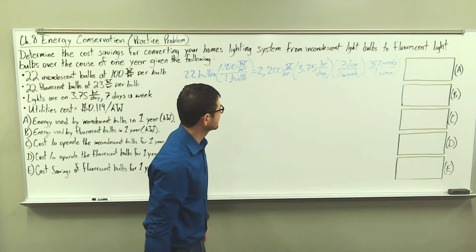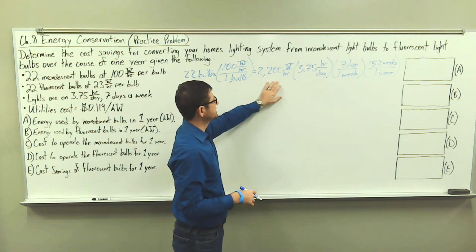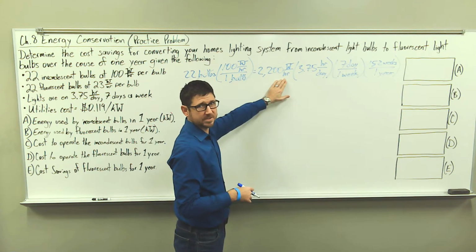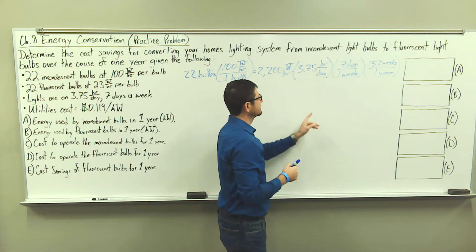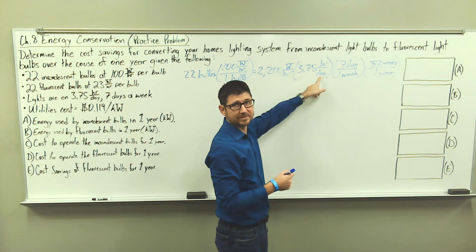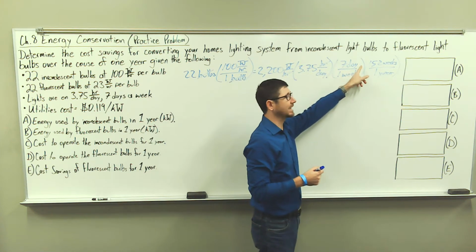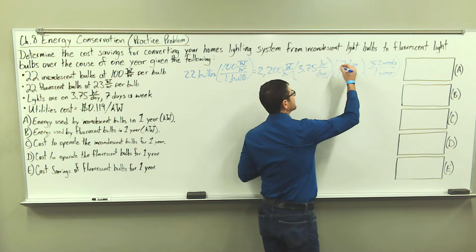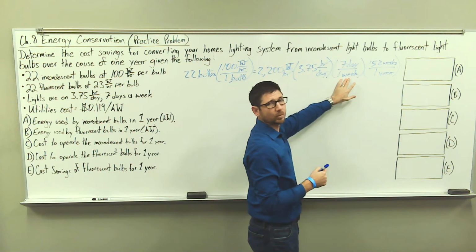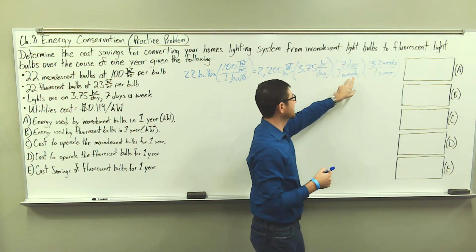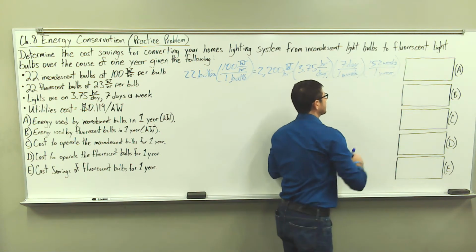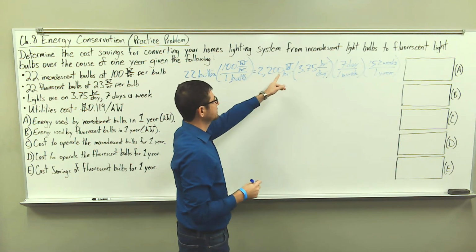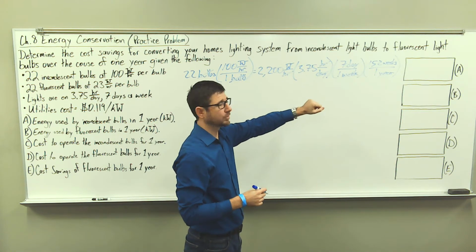So let's take a look at our units here. Our units of hours are going to cancel. Our units of days will cancel because we have day in the denominator here and day in the numerator here. Now let's take a look at weeks. We have weeks in the denominator here and weeks in the numerator here. Those will cancel. And it's going to leave us with units of watts used per year.